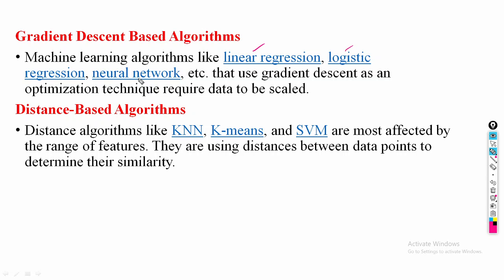These algorithms use gradient descent, which is an optimization technique that requires the data to be scaled. For example, if you take linear regression, linear regression requires feature scaling.